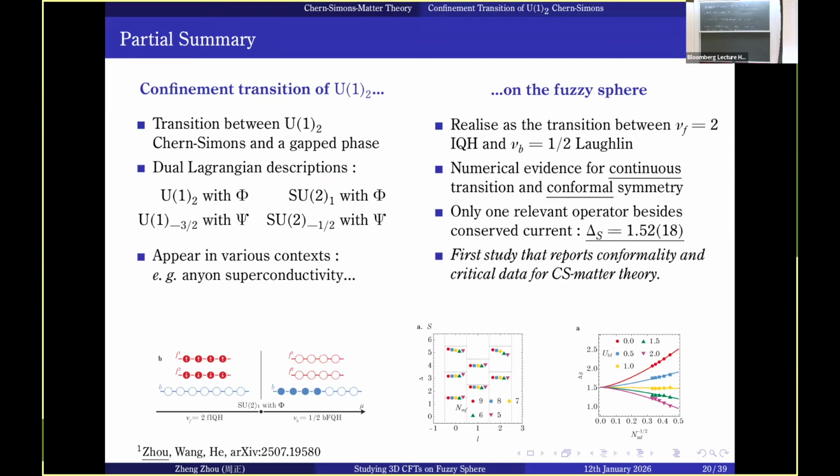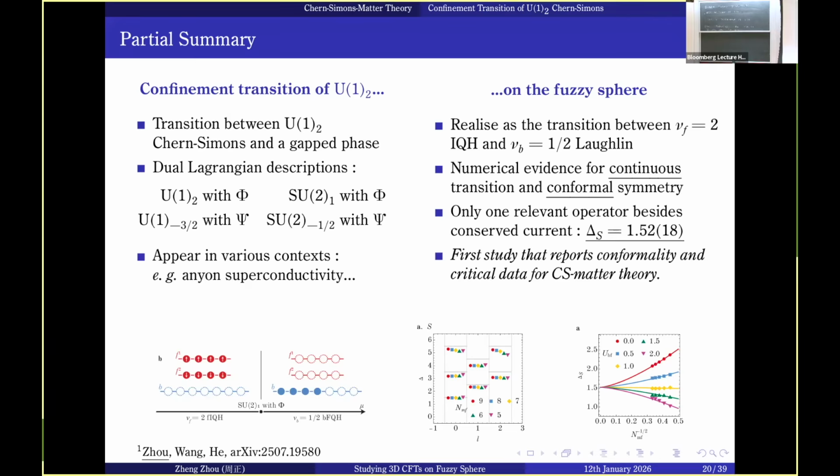As a brief summary of this part, we have studied the transition between a U1 level 2 Chern-Simons theory and the trivial phase. This transition can have 4 dual Lagrangian descriptions, and it appears in various contexts. On the fuzzy sphere, we realize it as a transition between a nu equals 2 fermionic integer quantum Hall state and a nu equals half bosonic Laughlin state. We have numerical evidence for a continuous transition and conformal symmetry.